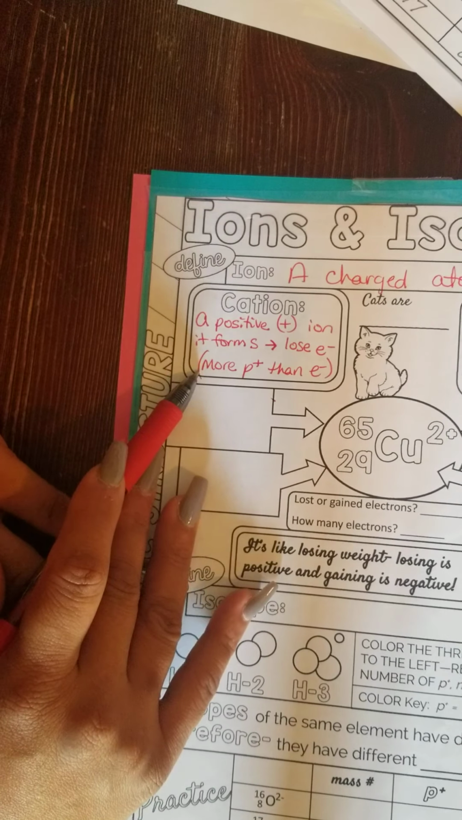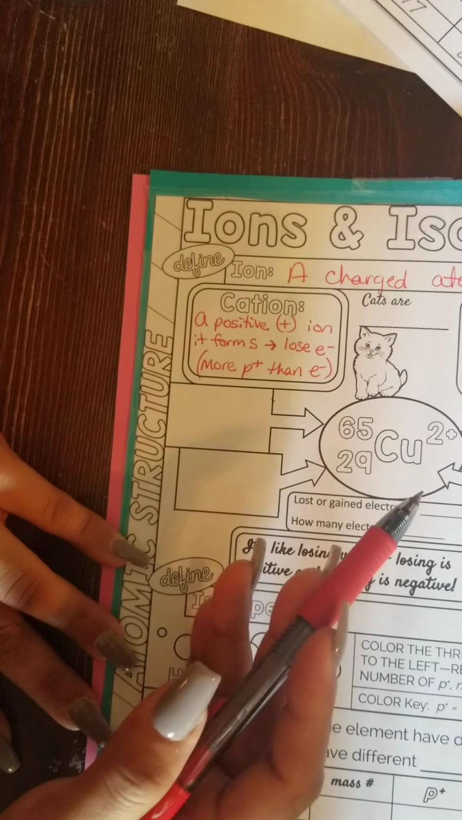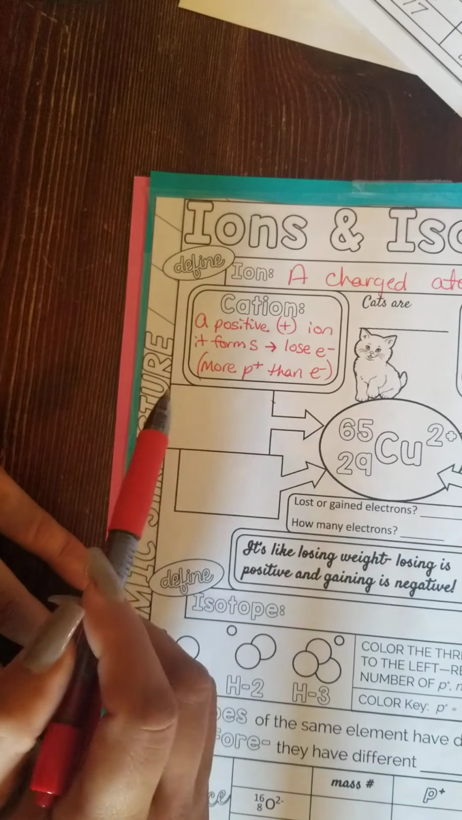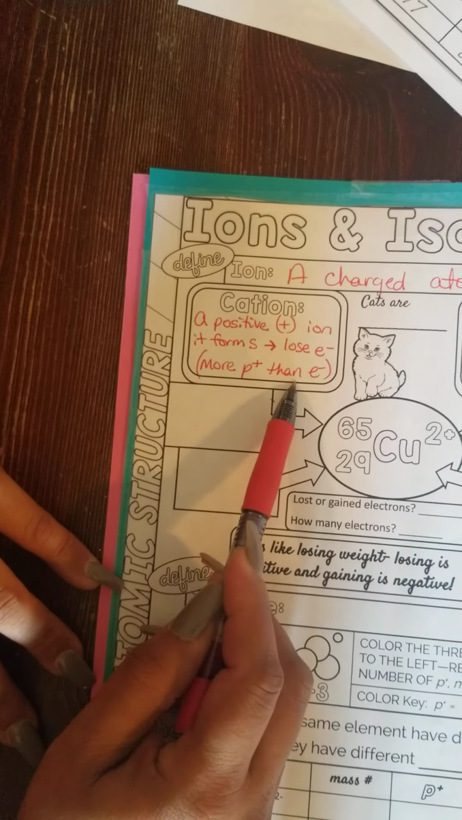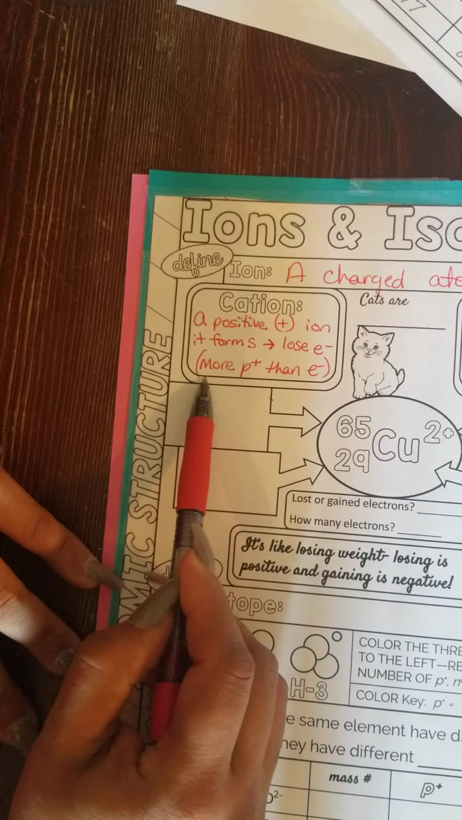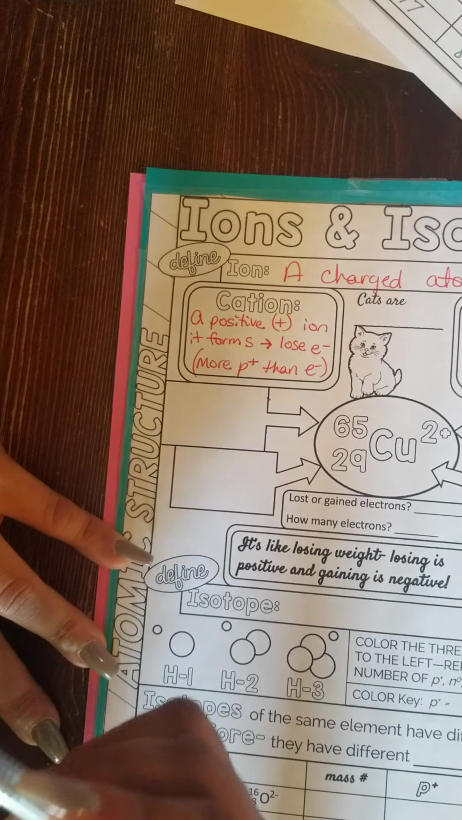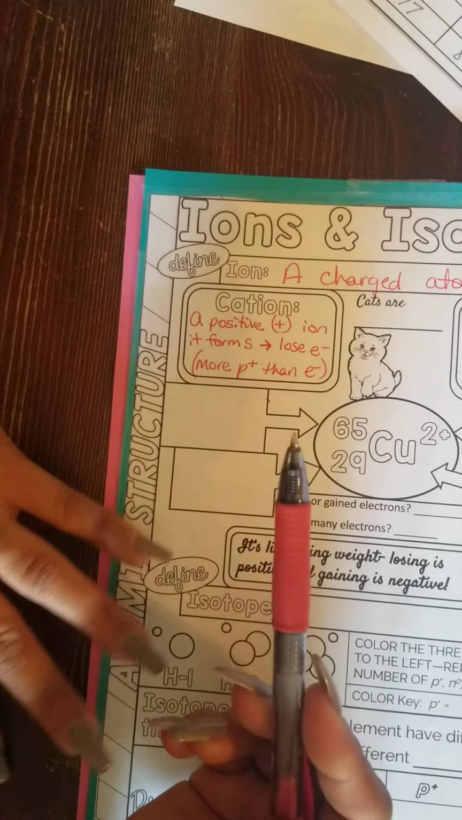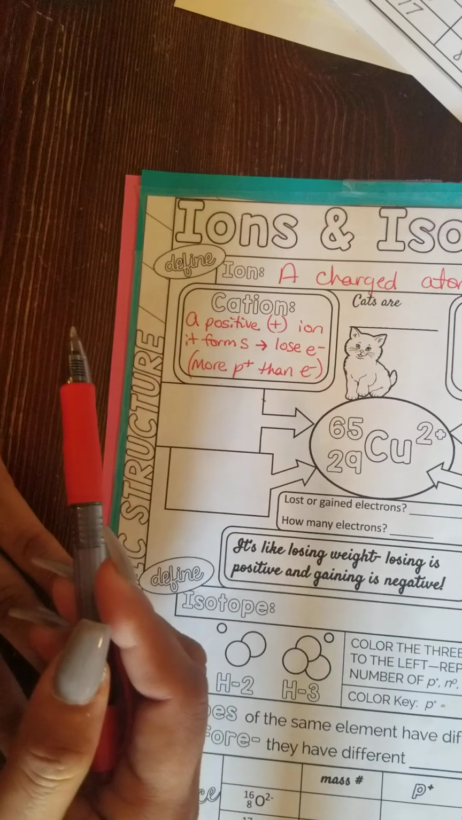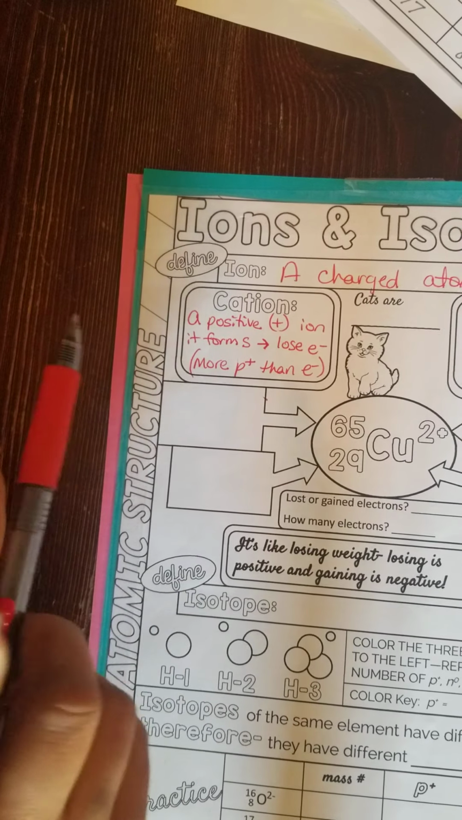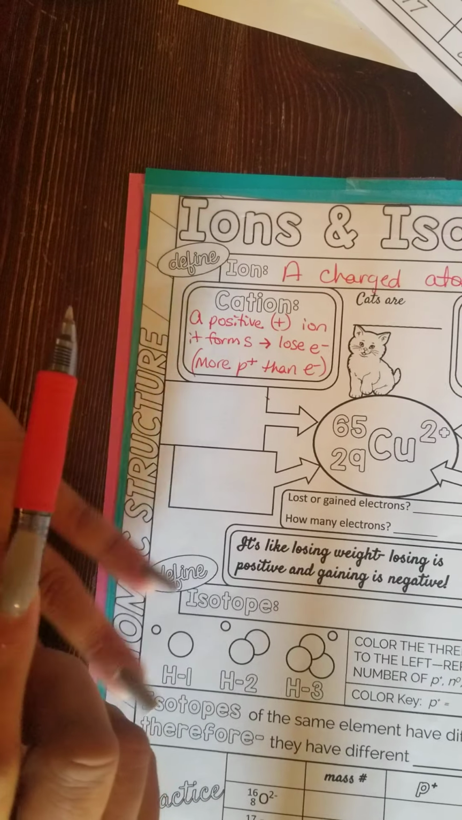Why does it have more protons than electrons? Is it because it gained protons? No. It cannot gain or lose protons. Who did the moving? It was the electrons. So if it has more positive protons than it does negative electrons, that means that some of the electrons left. They went somewhere else. And electrons are not going to be just localized to that atom. Electrons can jump from atom to atom if they want to.